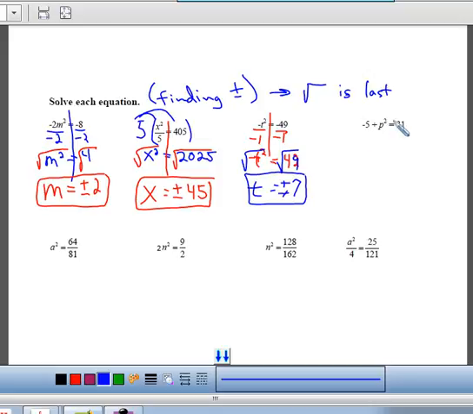Alright, next one I'm going to let you try on your own. I think you can handle this one. I'll give you a hint. Try adding 5 to both sides.